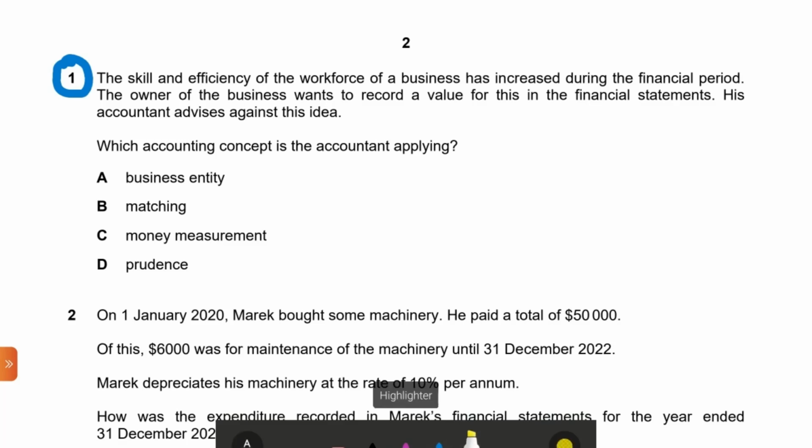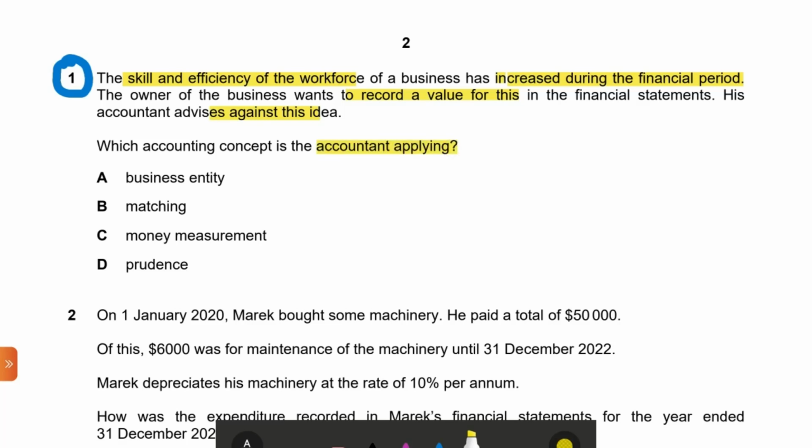The skill and efficiency of the workforce of a business has increased during the financial period. The owner of the business wants to record a value for this in the financial statement. His accountant advises against this idea. It means the owner wants to record the efficiency and skill of the staff or workforce, but the accountant is against this. Which accounting concept is the accountant applying?